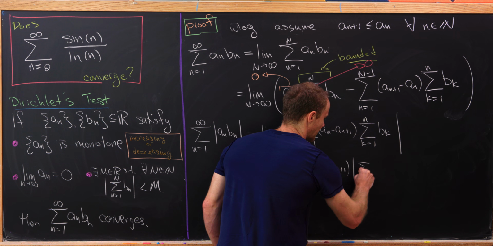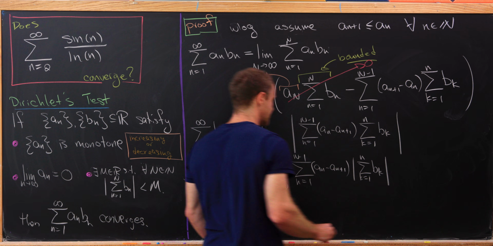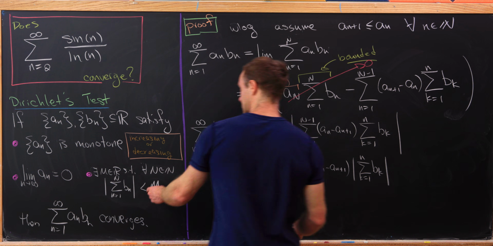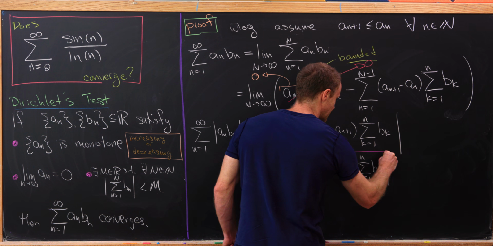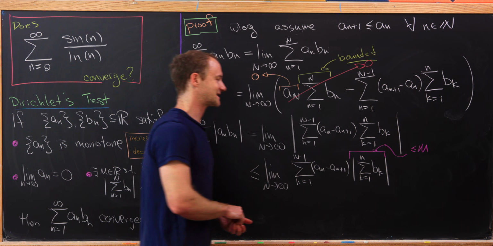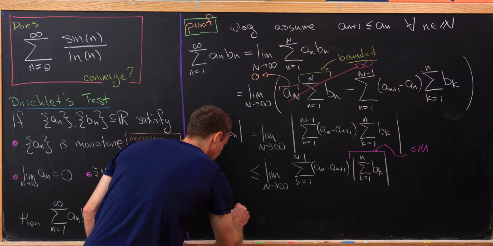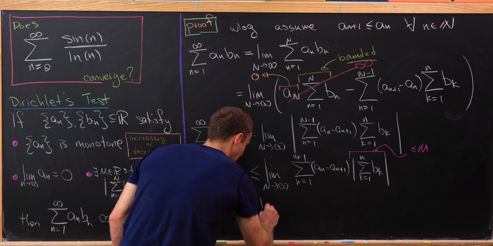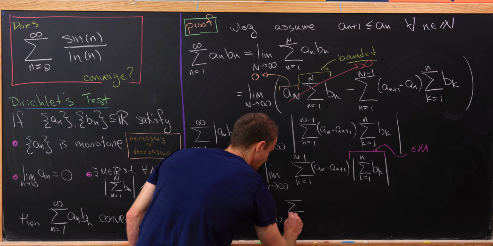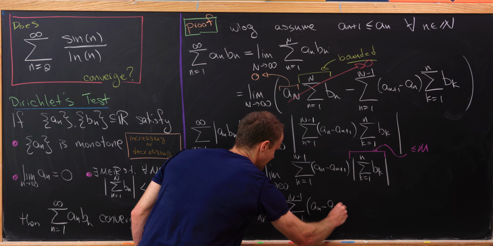And then we'll have the absolute value of this sum as k goes from 1 to lowercase n of b sub k. Oh, but check it out. This term right here is bounded above by some number M. That's in our assumption of Dirichlet's series. So like I said, that's less than or equal to M. So that makes this whole thing less than or equal to M times the limit as N goes to infinity of the sum as n goes from 1 to capital N minus 1 of a_n minus a_{n+1}.